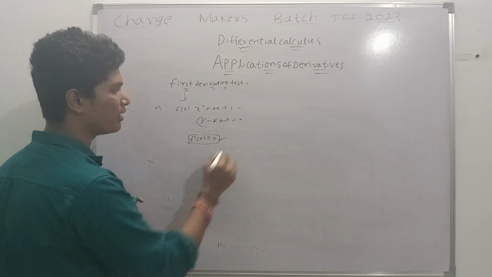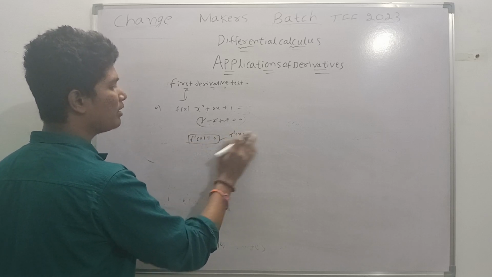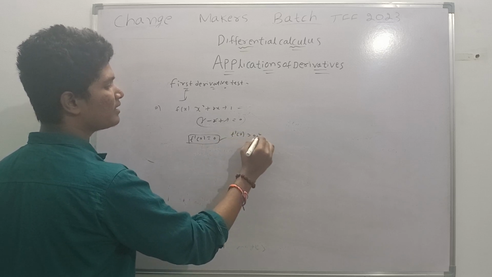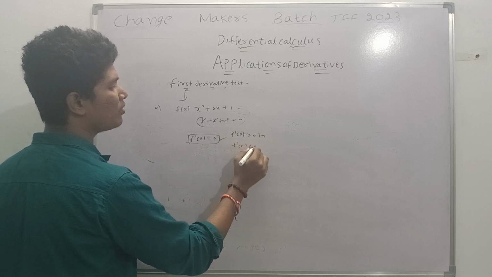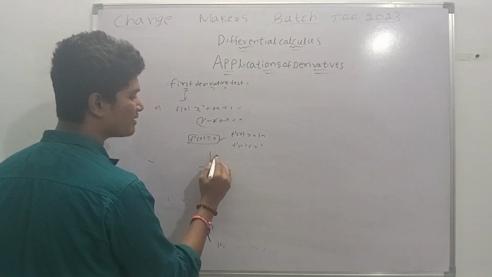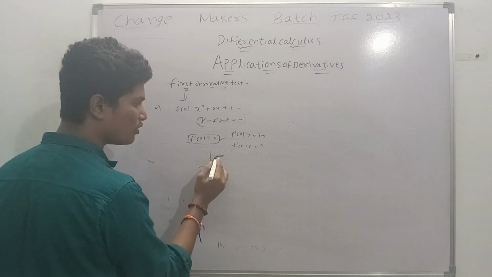You have to conclude one thing. f dash x greater than 0, increasing curve. f dash x less than 0, decreasing curve. f dash x equal to 0 means neither increasing nor decreasing, that is slope 0.